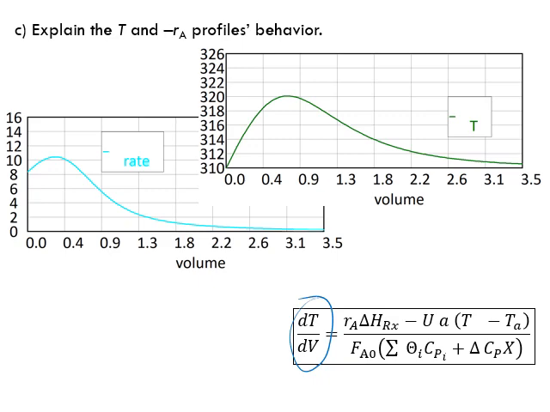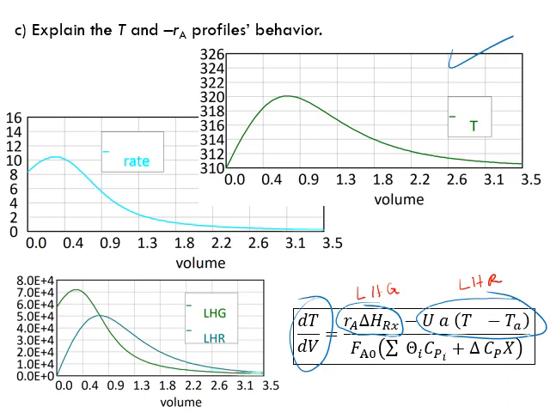Because if I plot T versus V, which is this plot, the slope would represent whether the temperature is increasing or decreasing. So it's a comparison between this term and this term, which are the localized heat generated and the localized heat removed. Okay, so let's plot these two quantities: the localized heat generated and the localized heat removed.